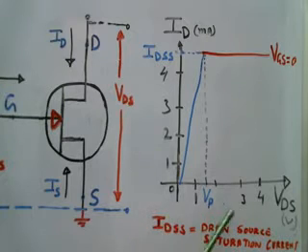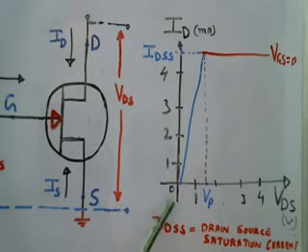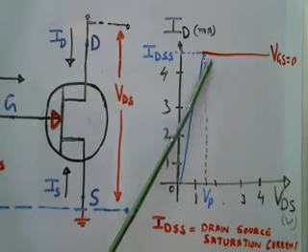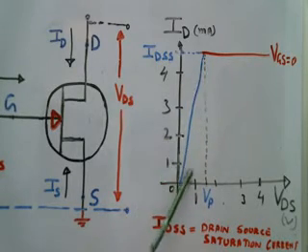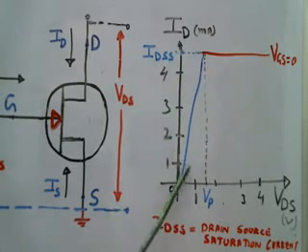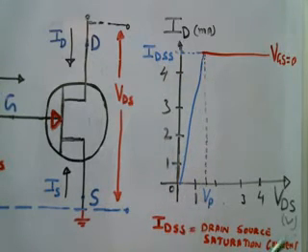As we move towards the right, VDS increases. As we move up on the y-axis, ID increases. So as VDS increases, what happens to ID? ID increases rapidly, as indicated by this blue line. ID increases rapidly till this voltage VP. This VP is called the pinch off voltage, a very important definition we'll discuss later. This VP is the value of VDS. Till this VP, ID increases.